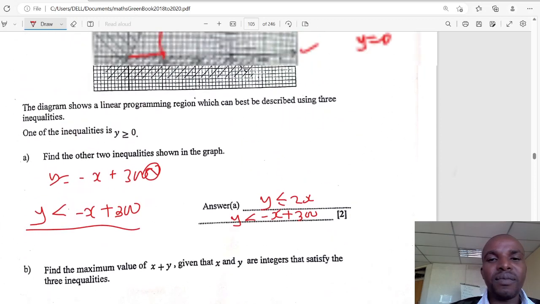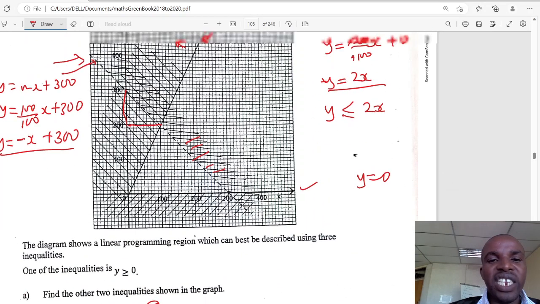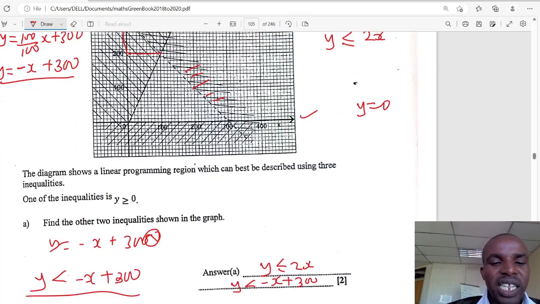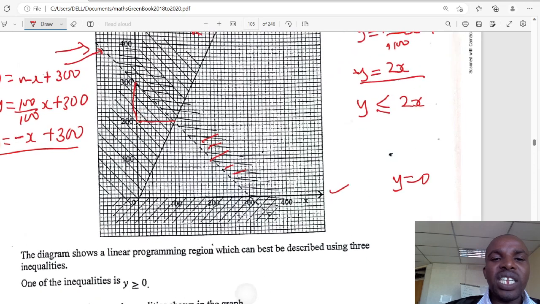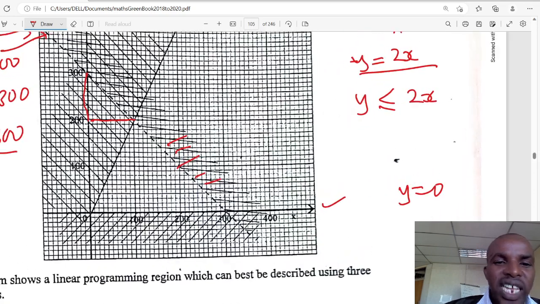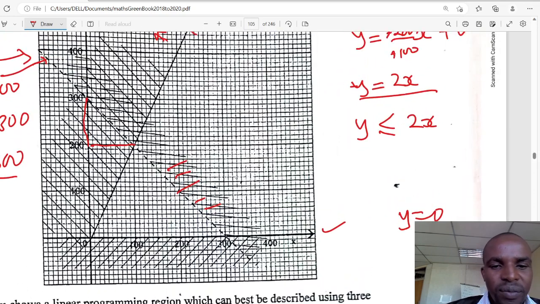Next, find the maximum value of x plus y, given that x and y are integers that satisfy the 3 inequalities. So you find all numbers that satisfy the 3 inequalities. They say the largest, the maximum value of x plus y. So you check the values inside our item here, that's where you check. On the horizontal, each small box represents how many units? There are 10 here. So 100 here divided by 10 over 10. So a small box represents 10 units on the horizontal. On the vertical, it's still the same, 10, 10. Right?